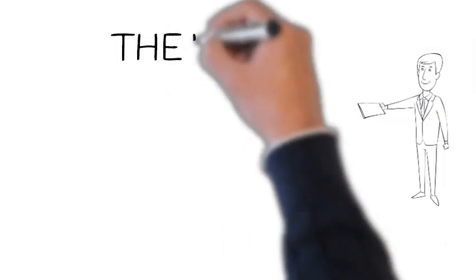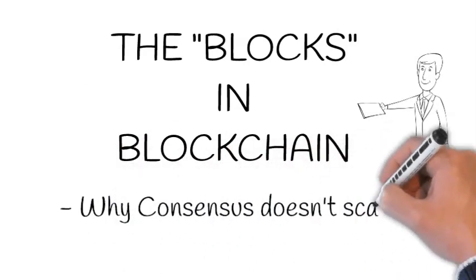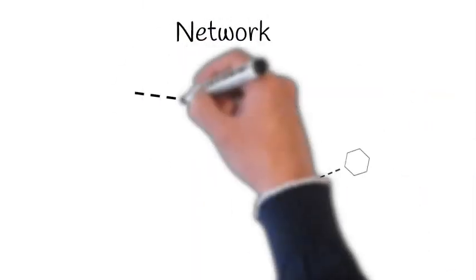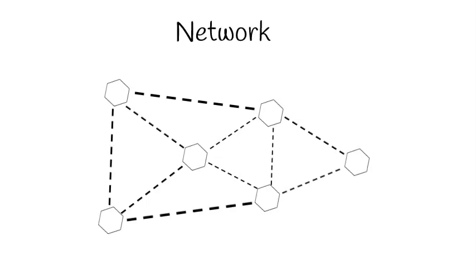In this video series, The Blocks in Blockchain, we're going to look at why consensus doesn't scale. In this simple example, we'll be looking at a network of nodes that share a blockchain or distributed ledger.